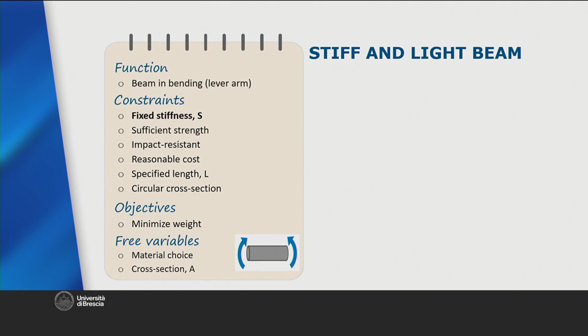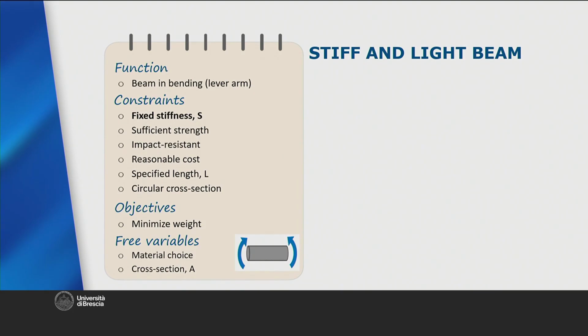We therefore propose the project design translation for the shaft of a golf club. The shaft of a golf club can be compared to a rigid and lightweight lever. Its function is that of a beam subjected to bending. The main constraint is stiffness, meaning it must not deform too much when it comes into contact with the ball. In addition to this, there are secondary constraints.